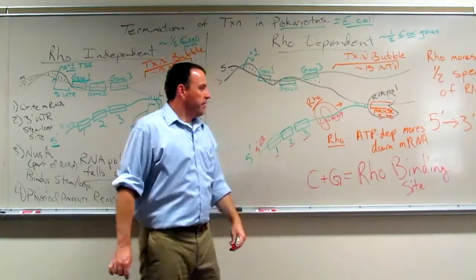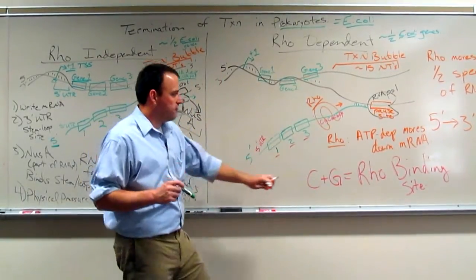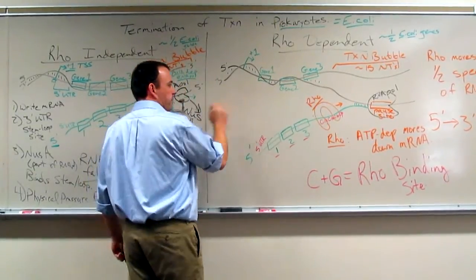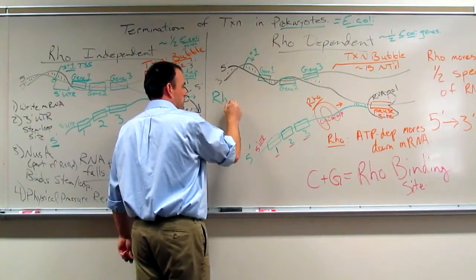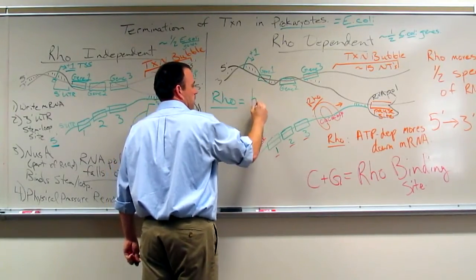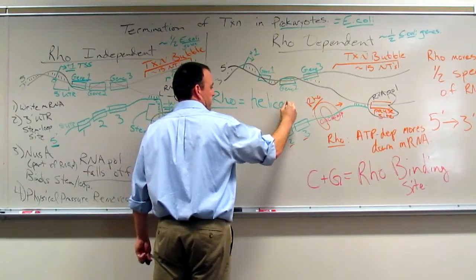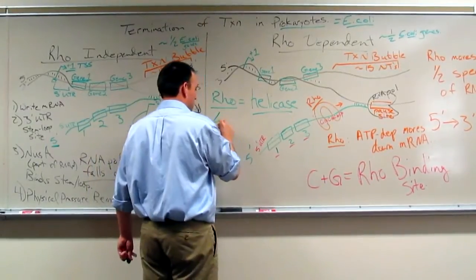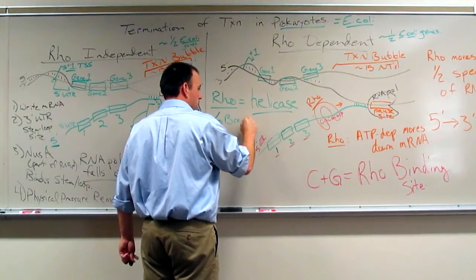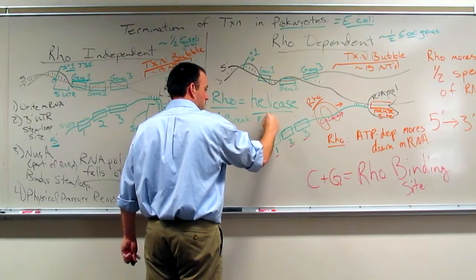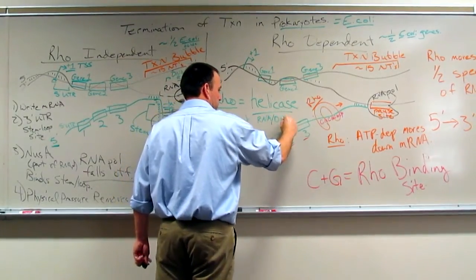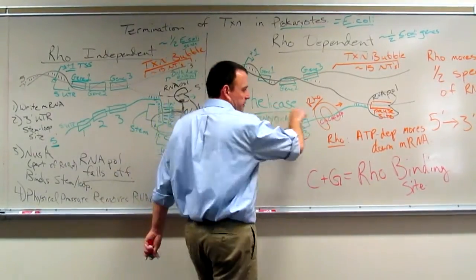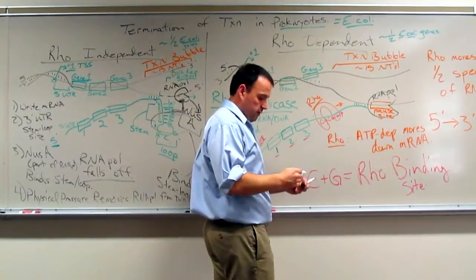So Rho is moving from left to right, and Rho, outside of translocating, so moving in the 5' to 3' direction, has one important enzymatic activity. Rho is a helicase. And Rho's special job as a helicase is to break RNA-DNA hybrid. So Rho is translocating from left to right. RNA polymerase gets stalled where it's at.